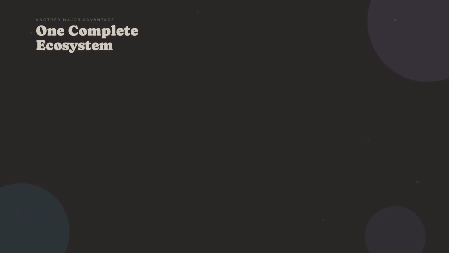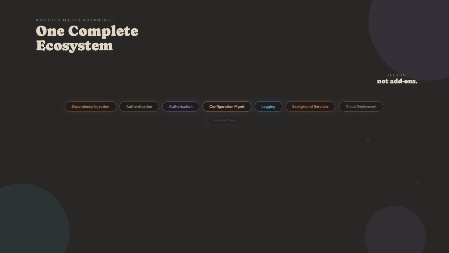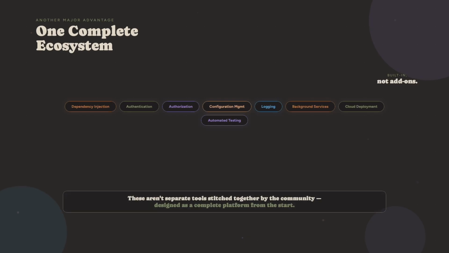Another major advantage is the ecosystem. Everything works together naturally. Built-in dependency injection, authentication and authorization, configuration management, logging, background services, testing, cloud deployment. These aren't separate tools stitched together by the community. They are designed to work as a complete platform, allowing you to focus on building features instead of stitching infrastructure together. Throughout this course, we will explore these concepts step by step.